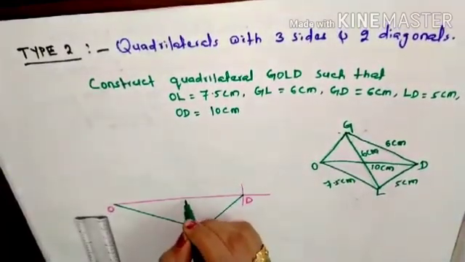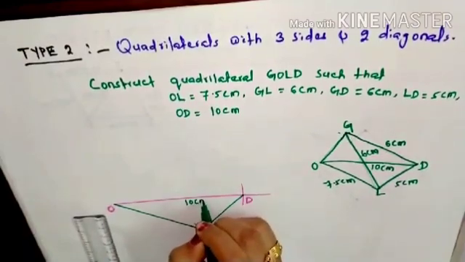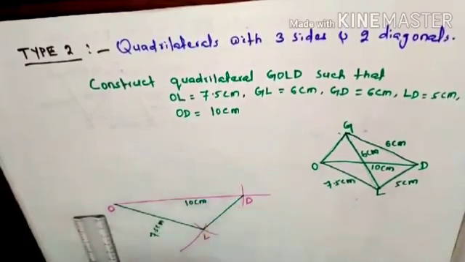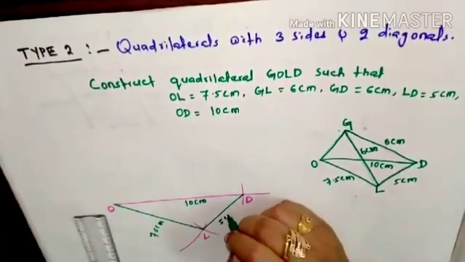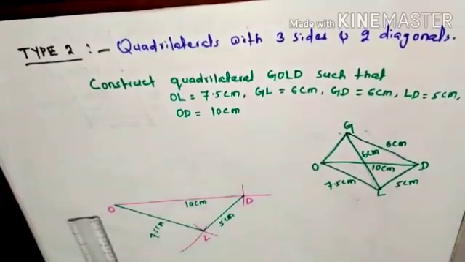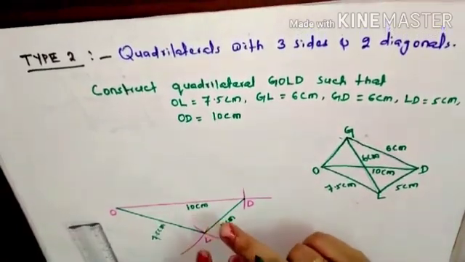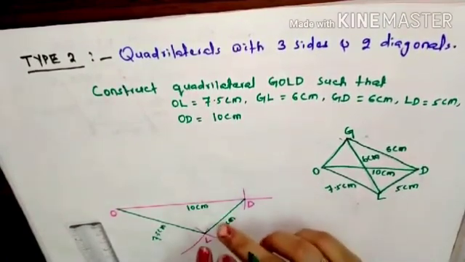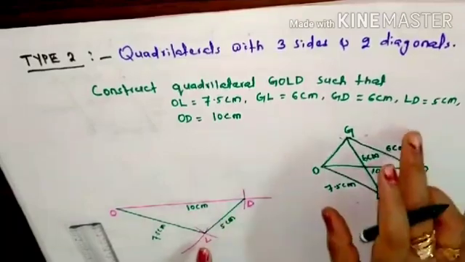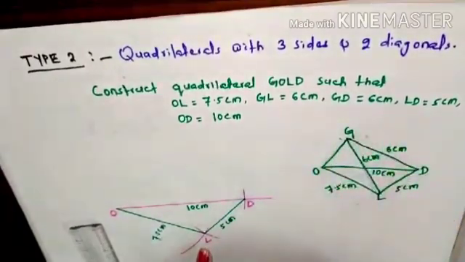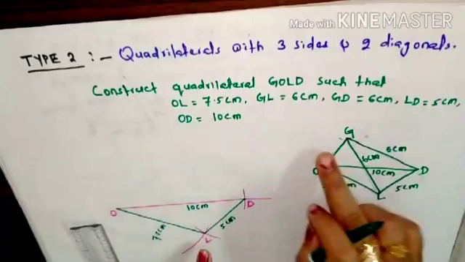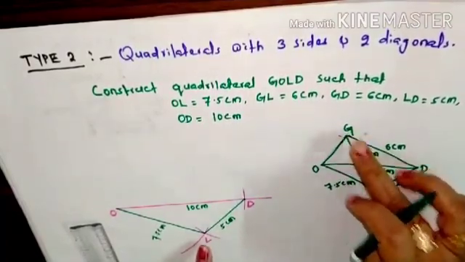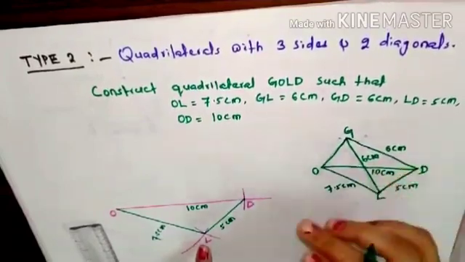Immediately write down all the measurements. This is 10 centimeters. This one is your 7.5 centimeters. This one is your 5 centimeters. So now you got our triangle OLD. Half the quadrilateral is almost done. Let us do it for the other side. Now we do not know the length of OG. We know the lengths of GL and GD. What will we do?